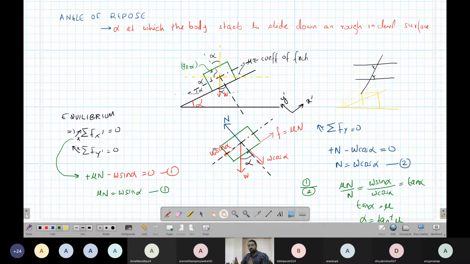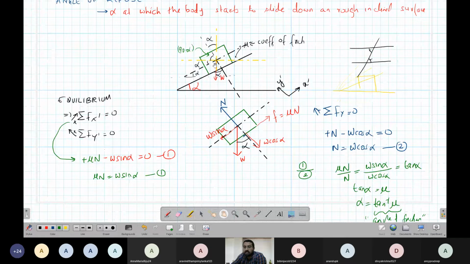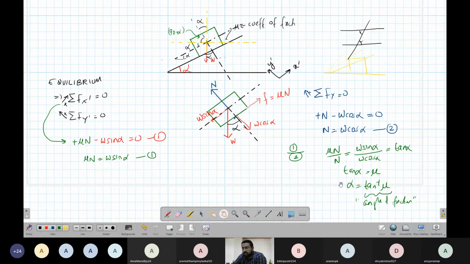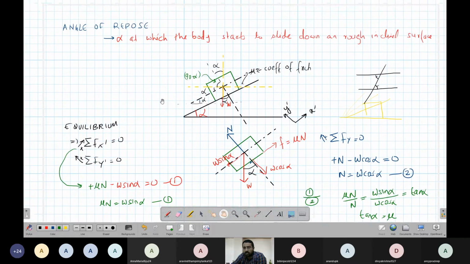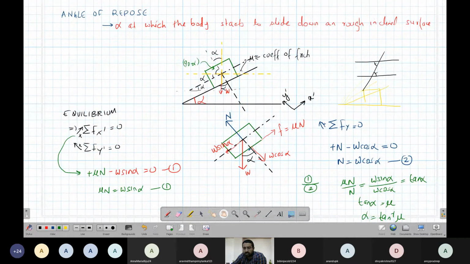So I hope this concept is clear. Don't get confused between angle of friction and angle of repose; it is the angle of the plane at which the body starts to slide. This is an important concept, so just try to remember it.